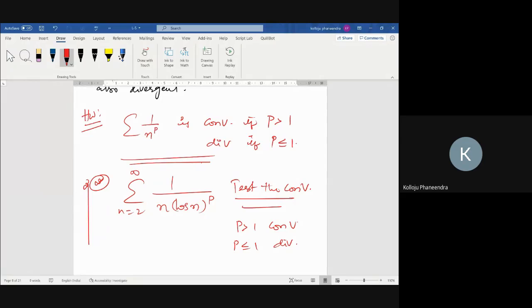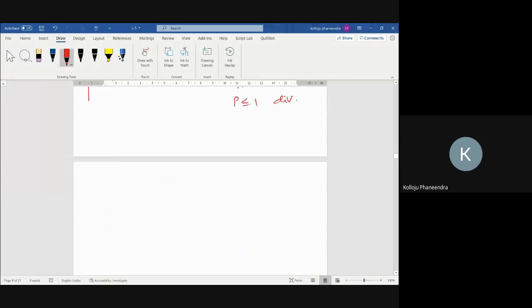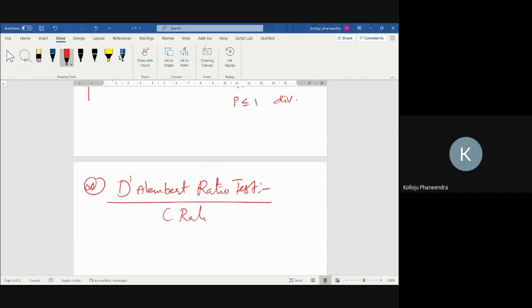Now the next test is D'Alembert's ratio test. Third one, D'Alembert's ratio test. Simply it is called the ratio test.